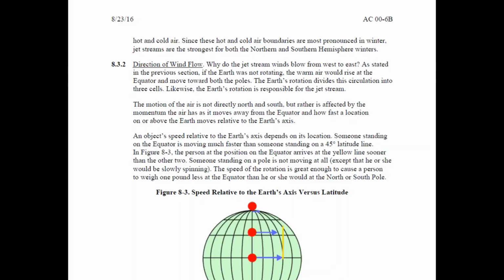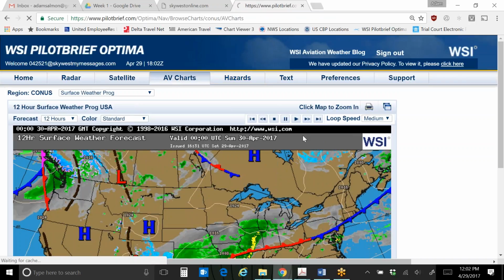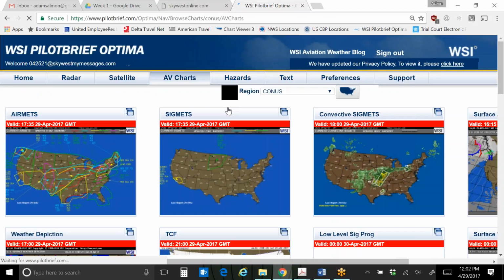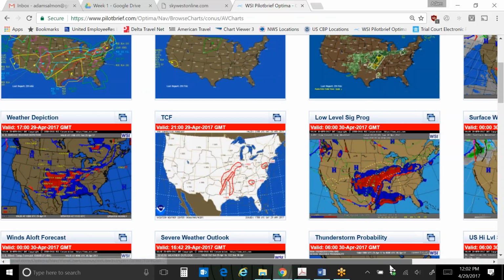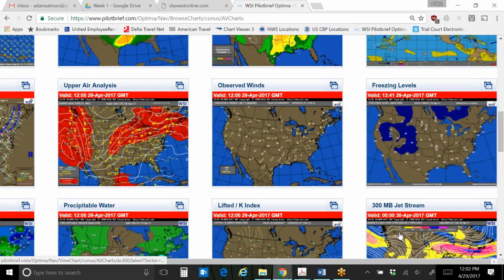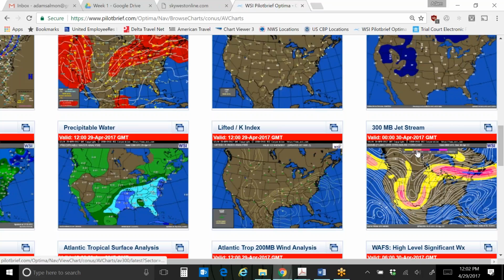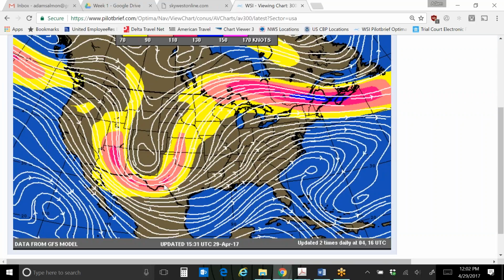So if we can look at the jet stream real quick here. Like today's jet stream. There's the 300 millibar one. This is showing it with isobars, but you can see the jet stream.